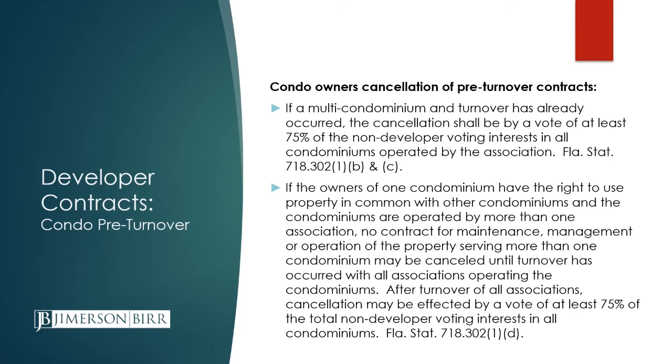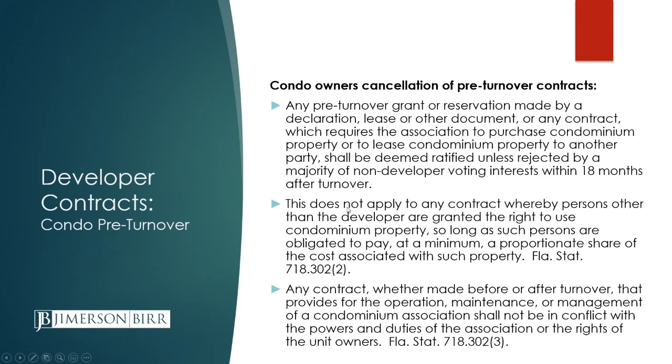If the owners of one condominium have the right to use property in common with other condominiums and the condominiums are operated by more than one association, no contract for maintenance, management, or operation of the property serving more than one condominium may be canceled until turnover has occurred with all associations operating the condominiums. And so if you're in a situation where you've got a multi-condominium, or you've got one condominium that has the right to use other common property with another condominium, then turnover of all the associations has to happen before you can cancel contracts that may be unreasonable, that were entered into by the developer.